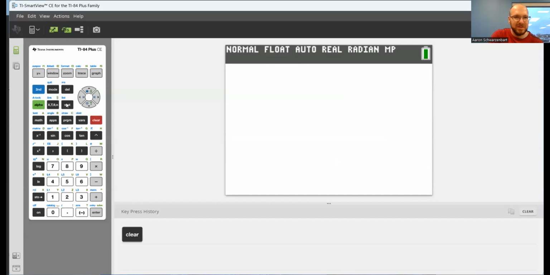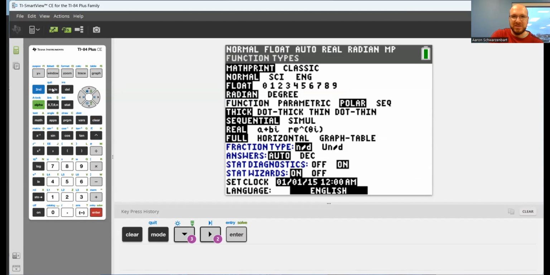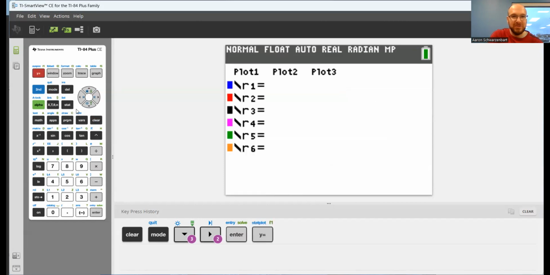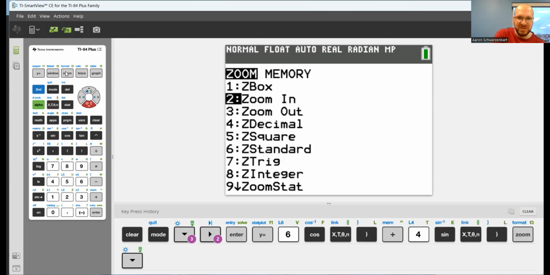Clear this out. First thing we have to do is go into our mode, and we have to switch from function. We've done a little bit of parametric graphing on here, but there's parametric mode, and there's a polar mode. The sequence one, we probably won't really use this year. Now when we go to y equals, we get r equals, and our x variable is now a theta variable. That's why there's a theta. X for function, t for parametric, theta for polar, or n for sequence. I think I can just go to zoom standard here.